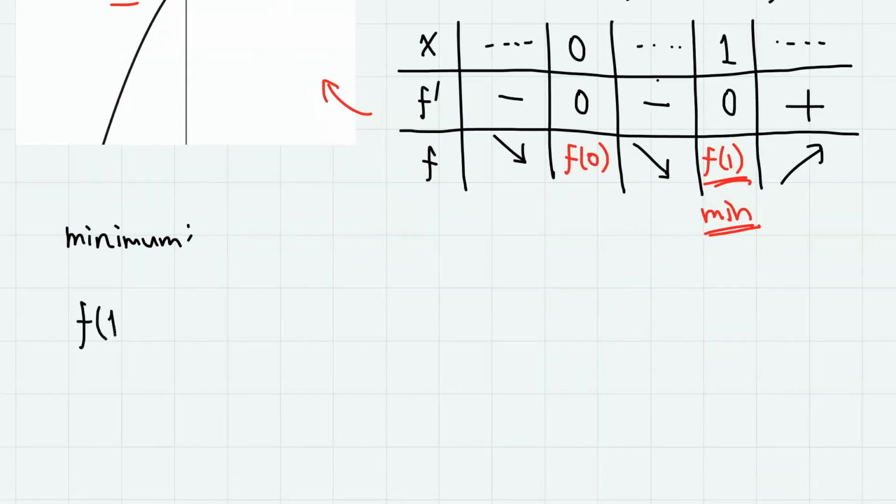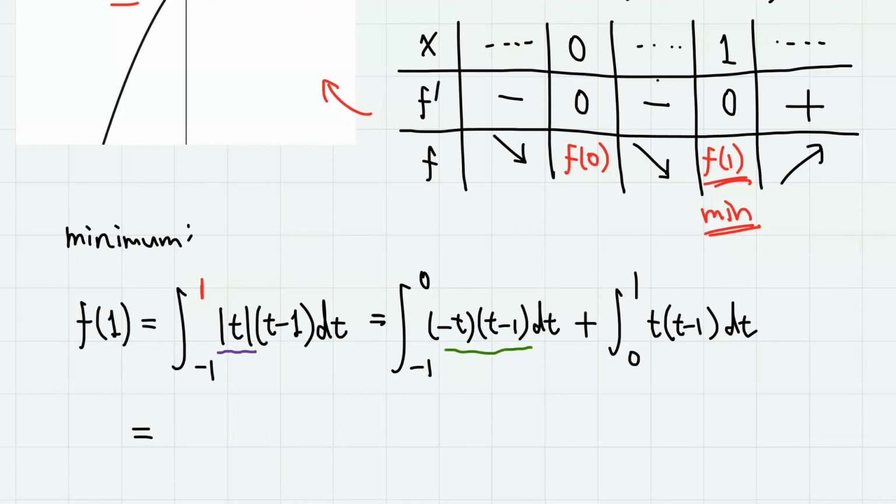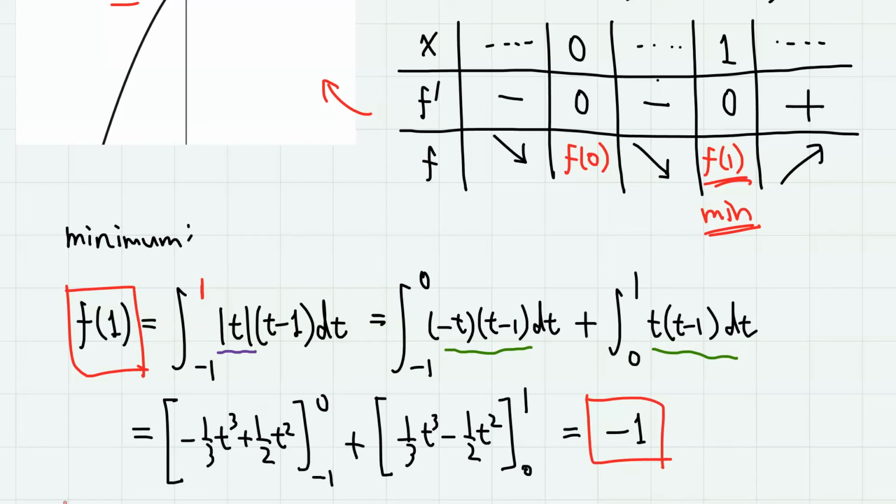Therefore, the minimum value is f(1), which is the integral from minus 1 to 1 of absolute value of t times (t minus 1) dt. Since we have absolute value here, we have to divide this integral into two intervals. From minus 1 to 0, we have minus t times (t minus 1) dt, and from 0 to 1, we have t times (t minus 1) dt. If we integrate this, we have minus 1 over 3 t cubed plus 1 over 2 t squared. And if we integrate this, we obtain 1 over 3 t cubed minus 1 over 2 t squared. If we calculate all of this, we simply obtain minus 1. So this is our final answer.